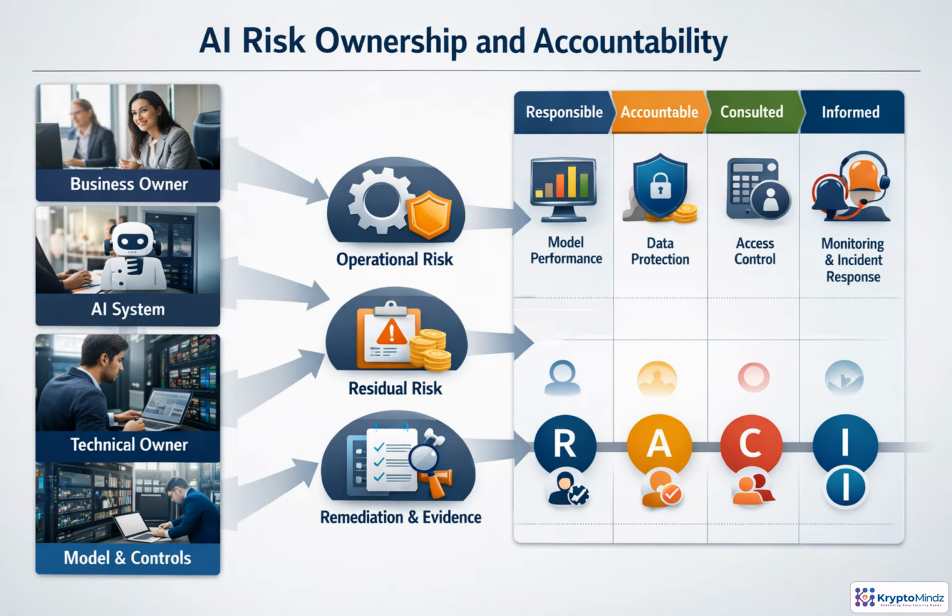Risk ownership has to be explicit, because one system can involve business decisions, model controls, data protection, vendors, and incident response. A useful pattern is to separate who does the work from who is accountable for the outcome. The business owner usually carries residual risk. Technical owners manage model and platform controls. This keeps things clear by linking each risk register item, obligation, mitigation, and evidence requirement to named people, not vague teams.